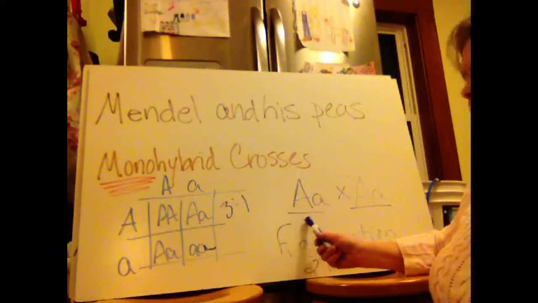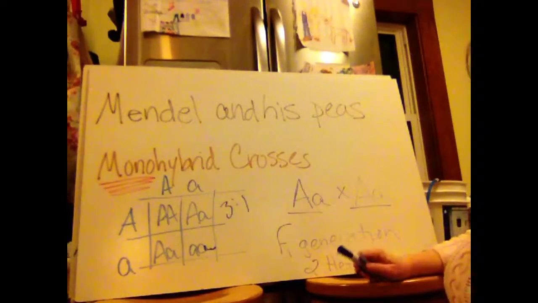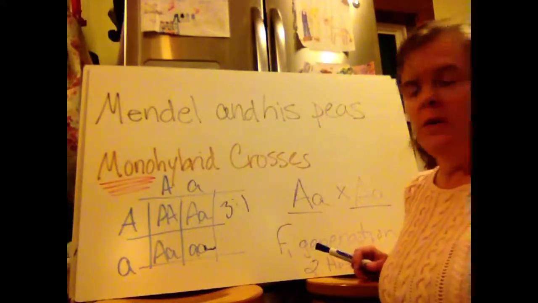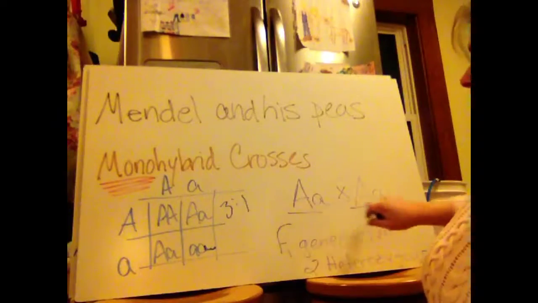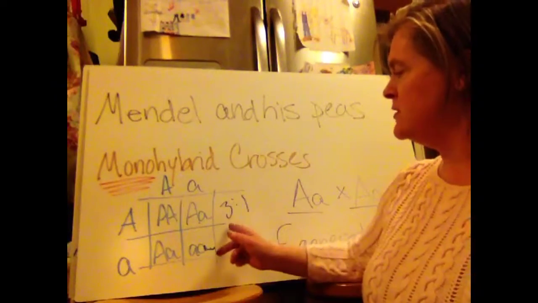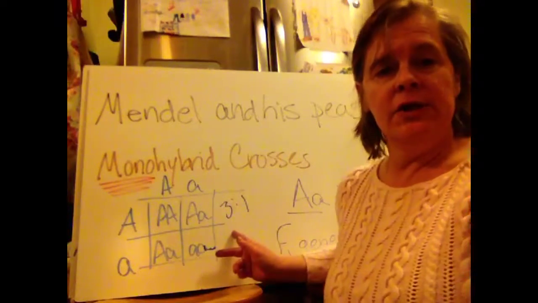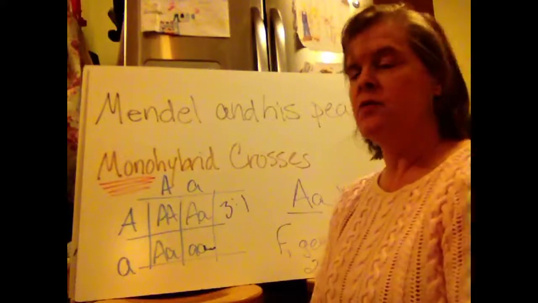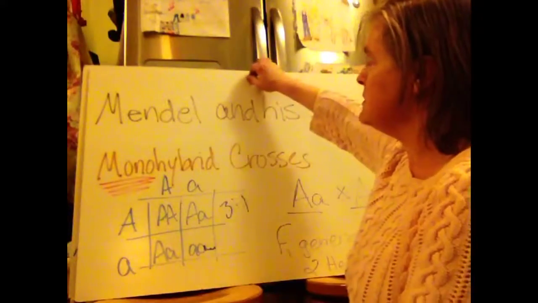Here we have the heterozygous by the heterozygous cross. We called that the F1 generation with Mendel's P's. There were 2 heterozygous parents, and it was a 3-to-1 ratio in the phenotype, 3 dominant and 1 recessive.